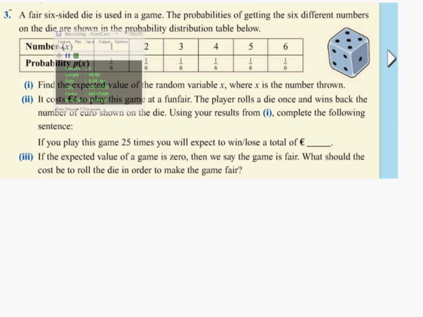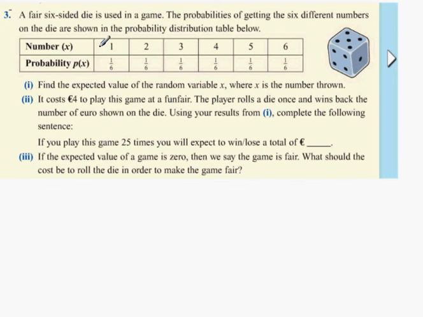Here is a fair die used in the game. The probability of getting 6 different numbers on the die are shown with the probability distribution below. Basically it means you have a 1 in 6 chance of getting a 1, a 1 in 6 chance of getting a 2, a 1 in 6 chance of getting any number on the dice. Okay? Find the expected value of the random variable where x is the number thrown.